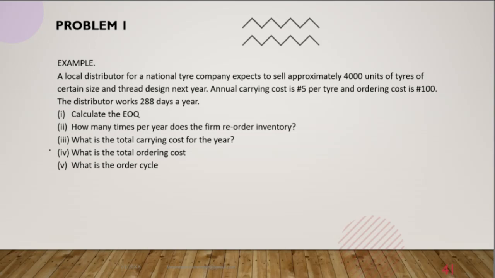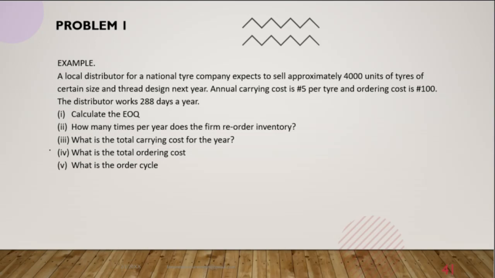2. How many times per year does the firm reorder inventory? 3. What is the total carrying cost for the year? 4. What is the total ordering cost for the year? 5. What is the order cycle? Order cycle is the time between each order that you make. That is, if you order today, how many days will pass before you order again? That's what we call order cycle.